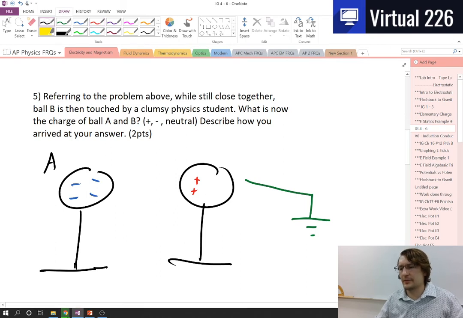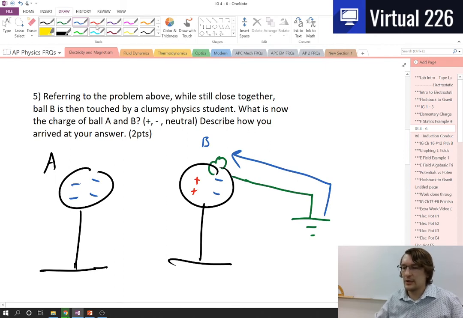There are a number of different follow-ups you can do to this problem. If the clumsy physics student had their hand on the ball and they wanted to make sure that this stayed neutral, what could they do? Well, just by leaving their hand on the ball, they could move them apart so that B was not being polarized anymore. And if B was no longer being polarized, then any of the charges that would have run away would come back through the Earth, back onto the sphere, and it would remain neutral. So if they wanted to fix their little whoopsies, that's how they could do it.